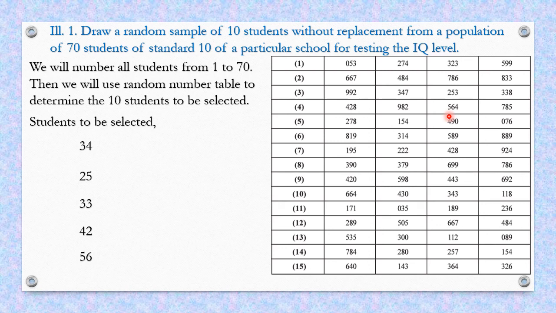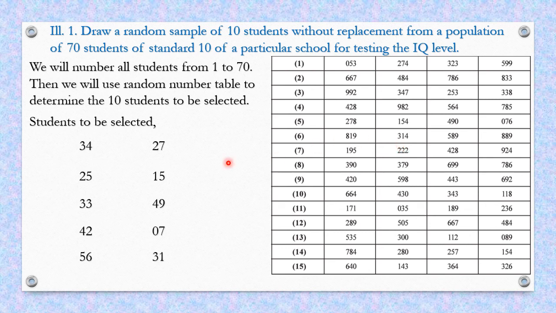Then we have 78, which is again above 70. So ignore it. Next is 27. So we will take 27. Then again we have 15. Then we have 49. Then we have 07. And then we have 81, but that is above 70. So ignore it. Then we have 31.